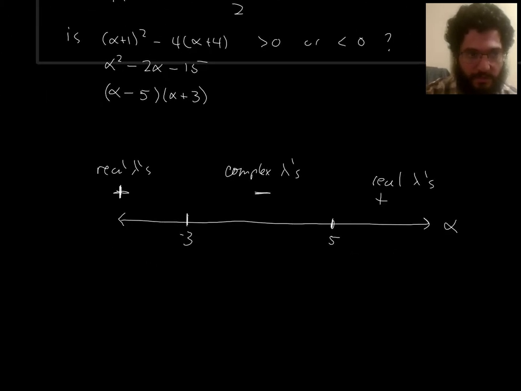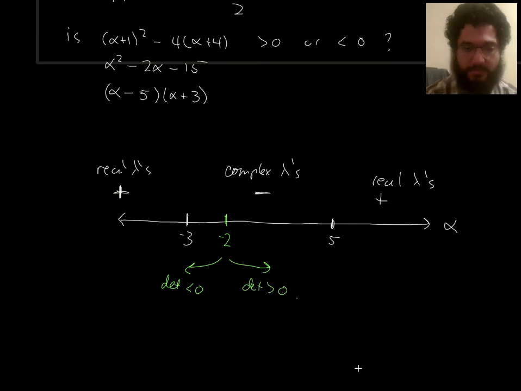So let's focus on negative 2 over here. I guess that's here. And over on this side, we have determinant less than 0. And over on this side, everything to the right, we have determinant greater than 0. That is interesting. I think that something here doesn't make sense. Something here is wrong. Yeah, I must be doing something wrong.